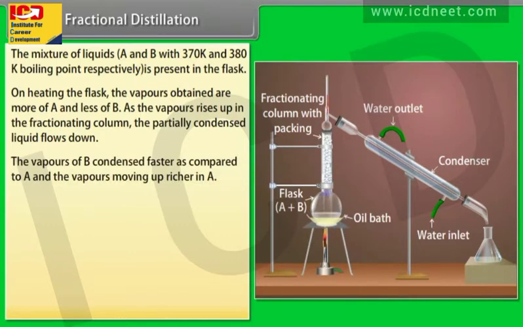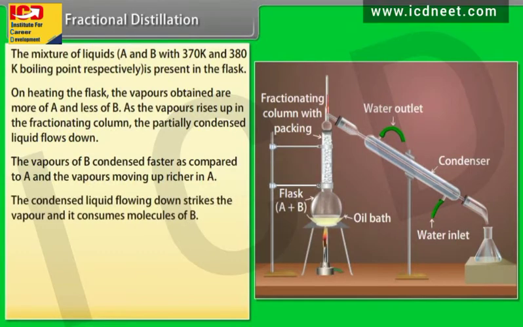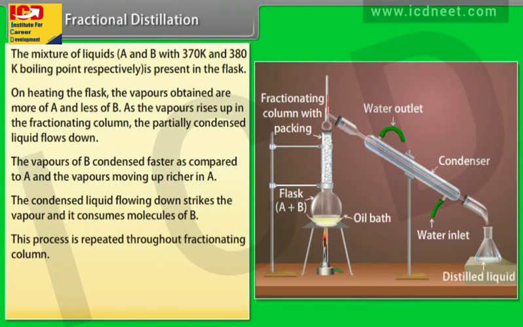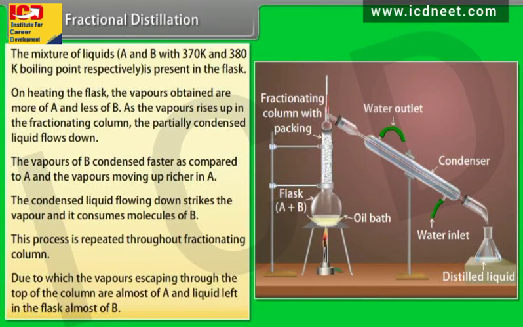The vapors of B condense faster as compared to A, and the vapors moving up are richer in A. The condensed liquid flowing down strikes the vapor and it consumes molecules of B. This process is repeated throughout the fractionating column, due to which the vapors escaping through the top of the column are almost of A and the liquid left in the flask almost of B.